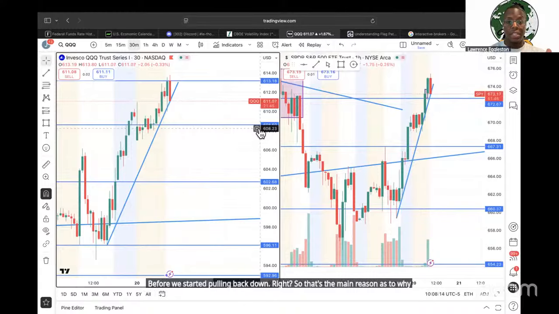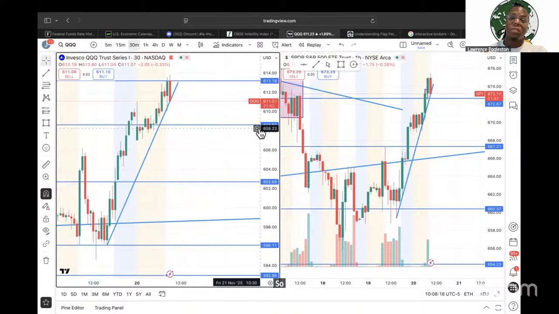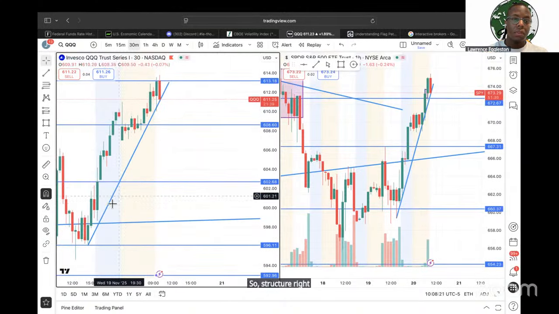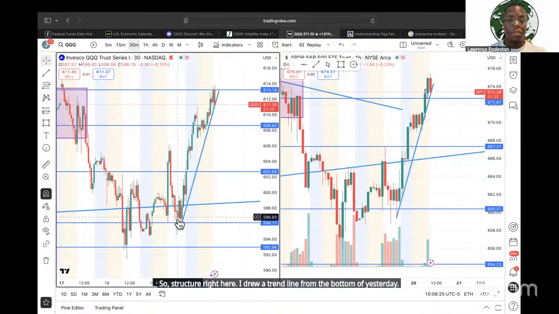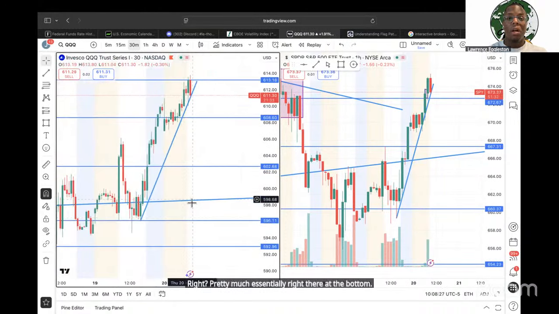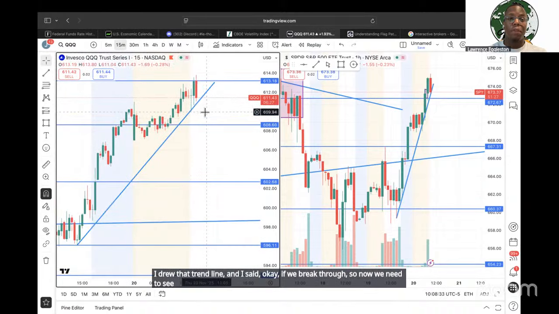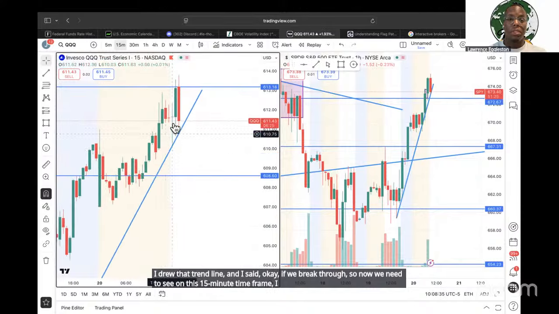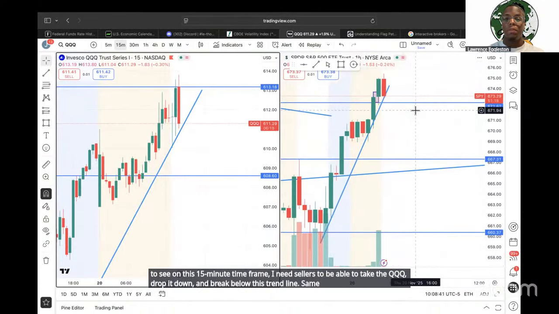So if we break this trend line, this structure, so structure right here, I drew a trend line from the bottom of yesterday, right? Pretty much essentially right there at the bottom. I drew that trend line and I said, okay, if we break through, now we need to see on this 15-minute time frame, I need sellers to be able to take the QQQ, drop it down and break below this trend line. Same thing here on the S&P 500.